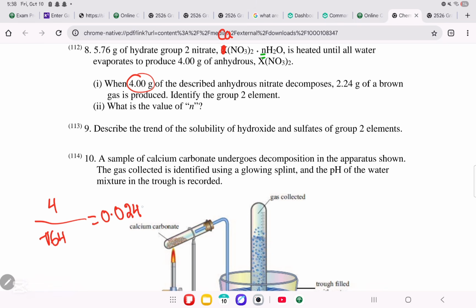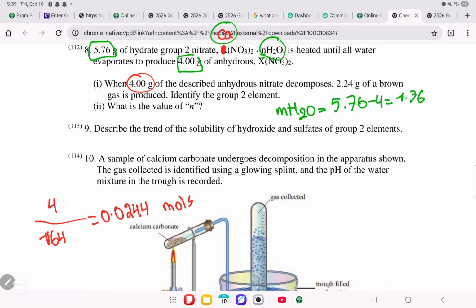0.0244 moles, okay? Now, what do we do for water? We found the number of moles of calcium. How do we find the number of moles of water? Very simply, we know that the whole compound is 5.76 and Ca(NO3)2 is 4 grams. That means how much is left for water? The mass of water is going to be 5.76 minus 4, which is 1.76. Now it's mass over molar mass: 1.76 over 18, that's 0.0978.